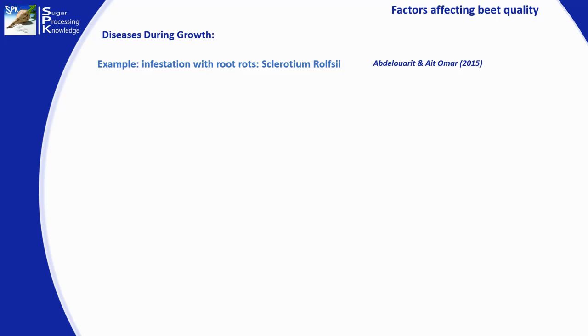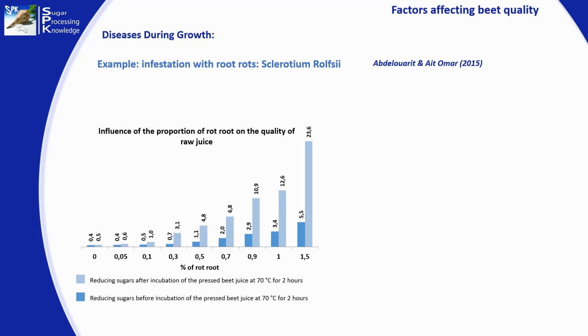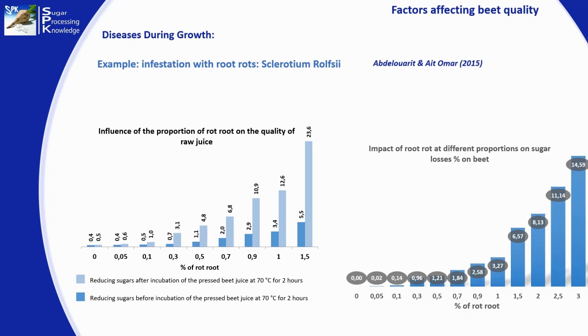In this graph, we can see the influence of the proportion of root rot on the quality of the raw juice, and in particular the reducing sugars content. It is clear that when the proportion of root rot increases, the reducing sugar content of the raw juice also increases. The same observation can be made in this graph, which shows the impact of root rot at different proportions on sugar losses % on beet.